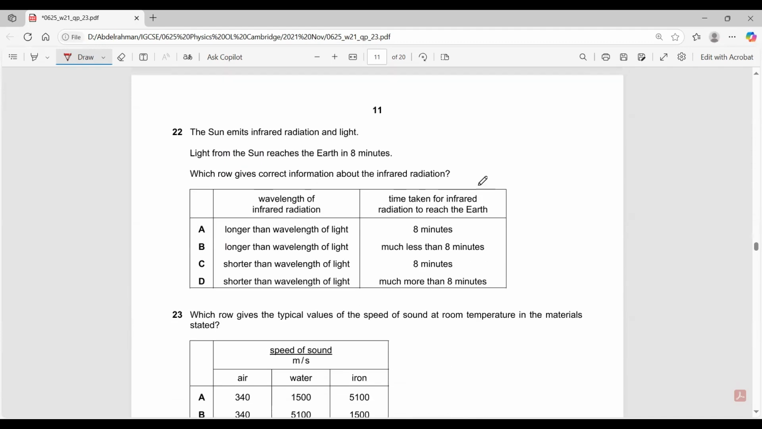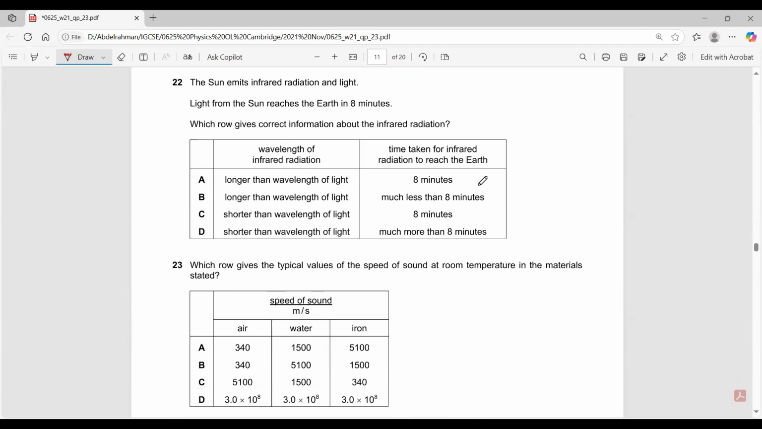Question 22. The sun emits infrared radiation and light. Light from the sun reaches the Earth in 8 minutes. Which row gives the correct information about the infrared radiation? Can I compare the wavelength? Yes.